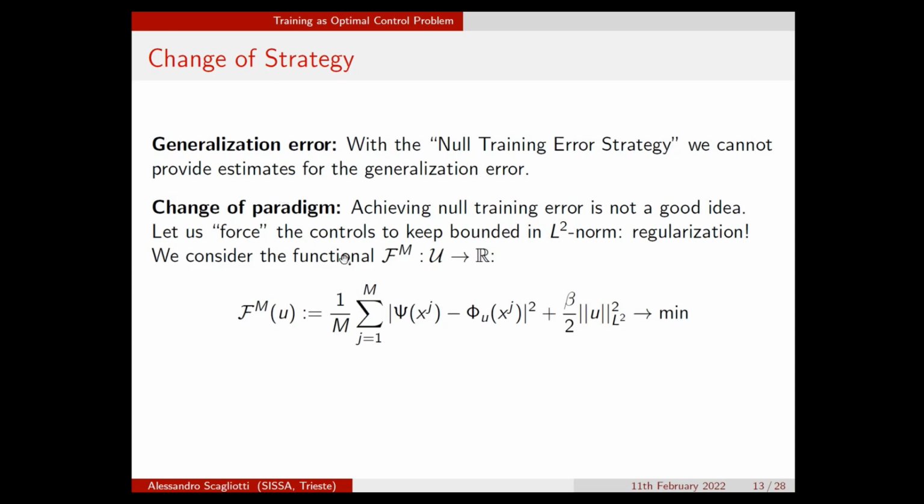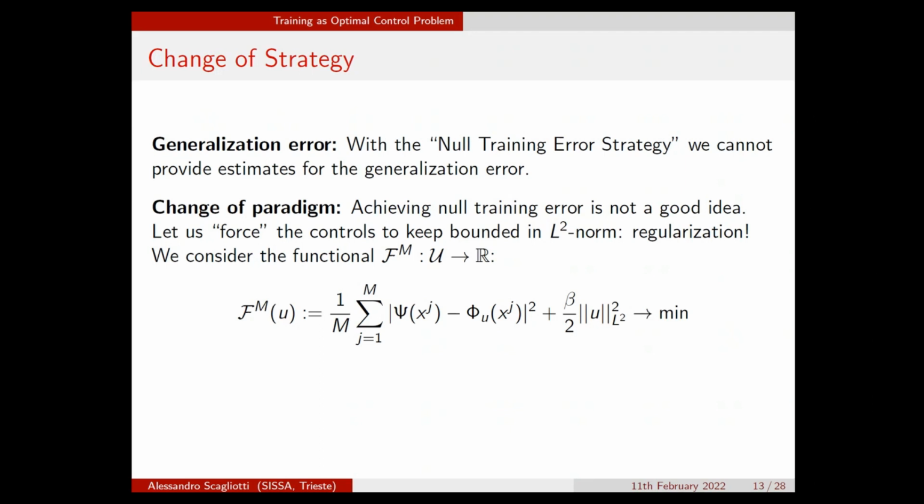It means that we define a functional Fm on the space of the admissible controls. The first term essentially takes into account the squared error, the discrepancy between the observation and the approximation produced by our diffeomorphism. The second term is a penalization on the L2 norm of the controller. This second term is essentially an Occam razor for the approximation.